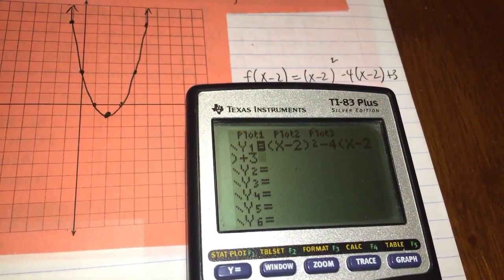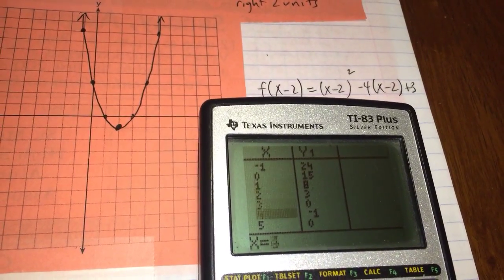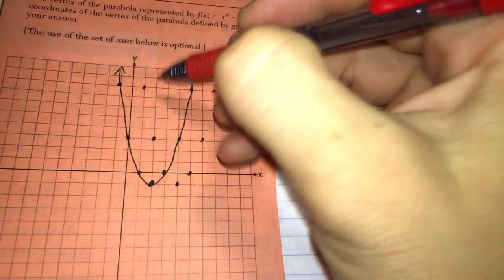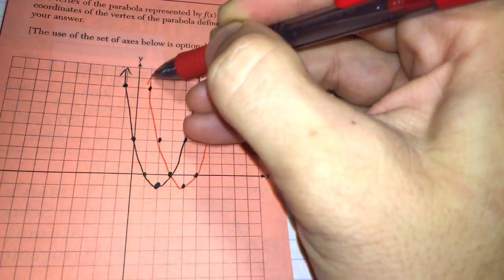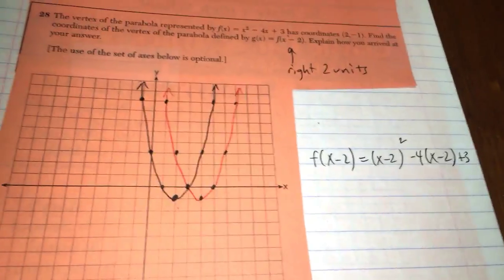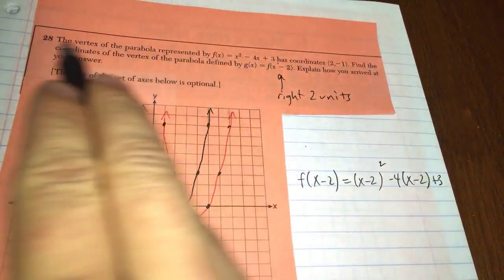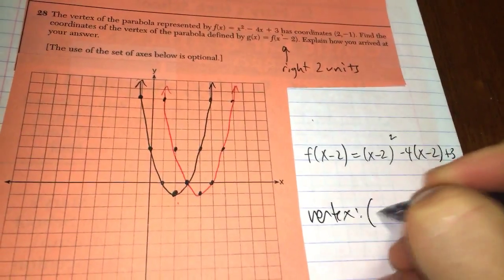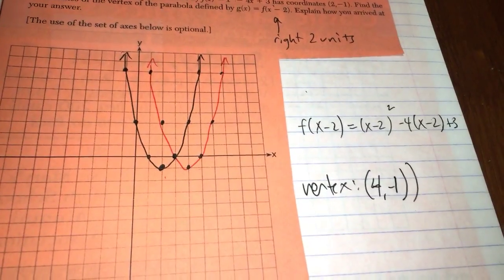So if I plug this graph into my calculator and then go to table, I'm going to plot these points. Notice how the new graph has shifted over to the right 2 units. The directions say to find the coordinates of the vertex of the new parabola. The vertex is 4, negative 1. It says explain how you arrived at your answer.